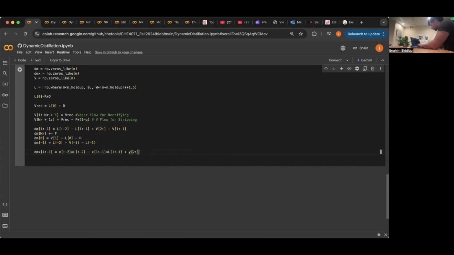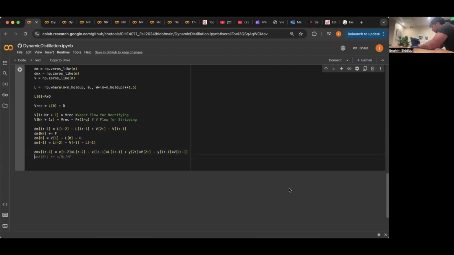And then this will be multiplied by our vapor. Again, we're looking at our vapor composition, so now we're looking at our vapor flow. And then this will be from 2 to the end of our array, right? So similar to what we were working on before. And then this will be subtracted by y, which is our vapor composition, from 1 to -1. Yep, 1 to -1, which will be multiplied by our vapor from 1 to -1. Yep. Okay, so that looks good.